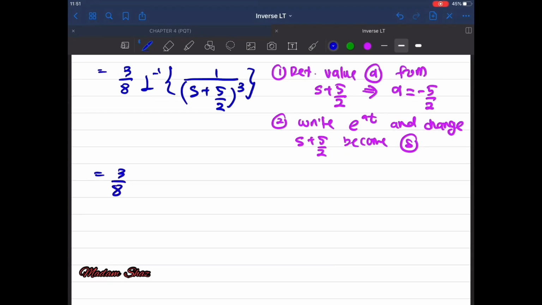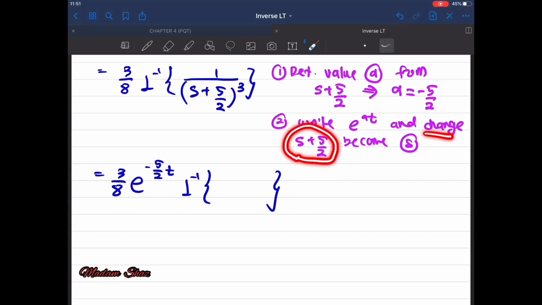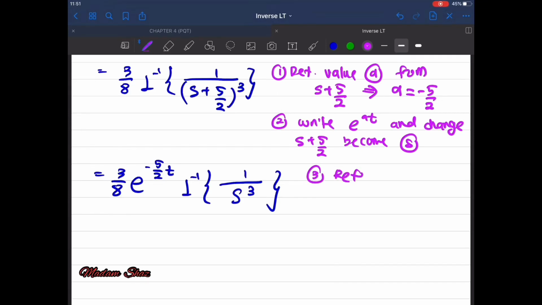3 over 8, write exponent at. So exponent of negative 5 over 2 t, Laplace inverse, change the position s plus 5 over 2 to become s. So we have (s plus 5 over 2) to the power of 3. So s plus 5 over 2 will become 1 over s to the power of 3. From here, step number 3, refer to the table of the Laplace transform.